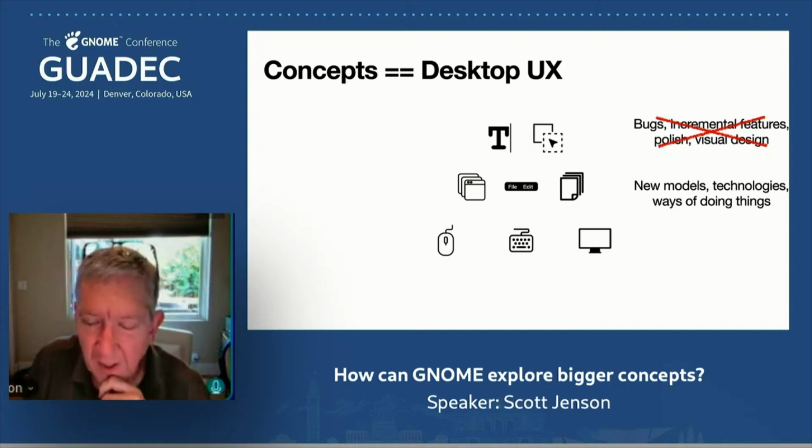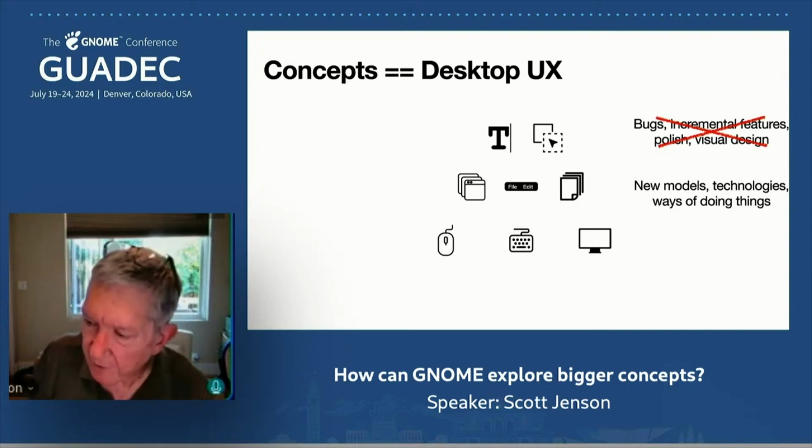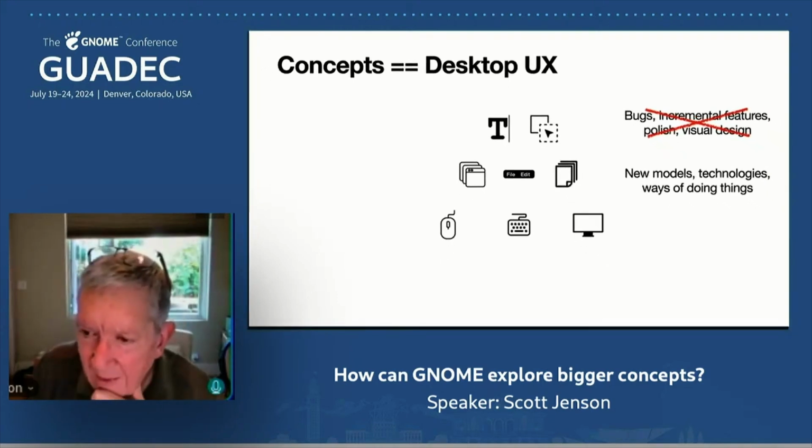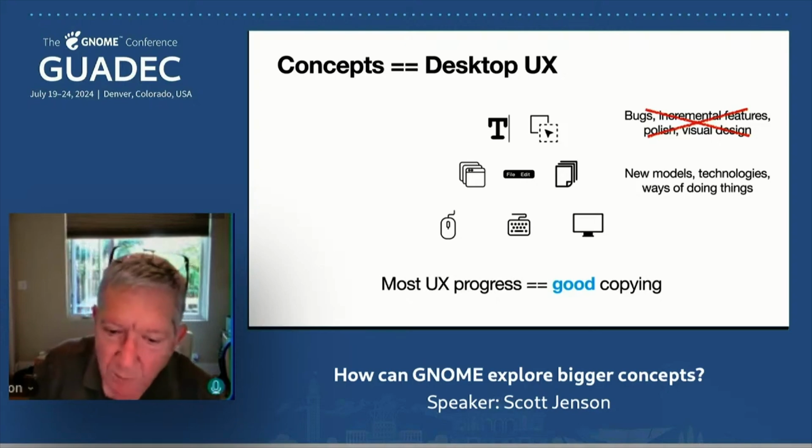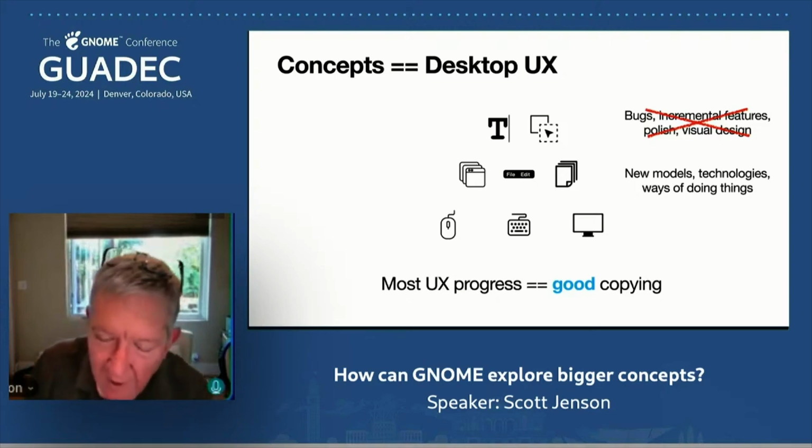Historically, I think a lot of times what we would do is basically copy what the other bigger guys are doing, and we fast follow behind them. And when I say that, people often get a little testy. I don't think they appreciate that I mean that as a compliment, because most UX progress comes from good copying. It's not a bad thing at all to copy.